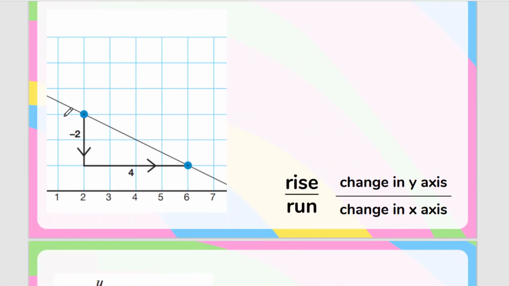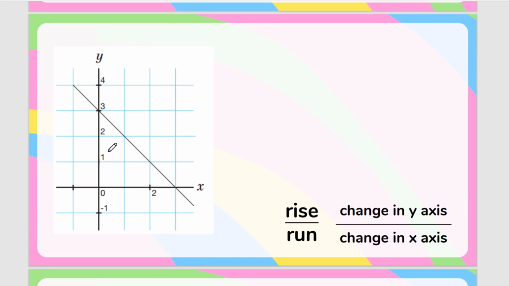Now you see this picture. Now also they gave two points, but here from this point it went 2 steps down. So this downside is represented by negative. So here what is the gradient? Here the rise is negative 2, which means it is going down, and the run is 4. So minus 1 by 2. So here the gradient is minus 1 by 2.